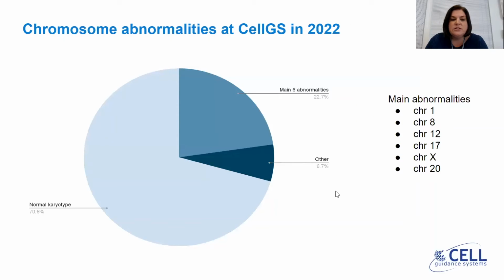Overall, this year, for the 300 or so samples, both iPSC and ESC, that we've karyotyped so far at CellGS, we find about 70% of them to have a normal karyotype and about 30% to have an abnormal karyotype. Of the abnormal ones, the vast majority are accounted for by abnormalities involving the same six chromosomes: chromosome 1, 8, 12, 17, X, and 20. But we always have to be on the lookout for other changes. For instance, there are deletions of 18q, there's polyploidy, and so forth.